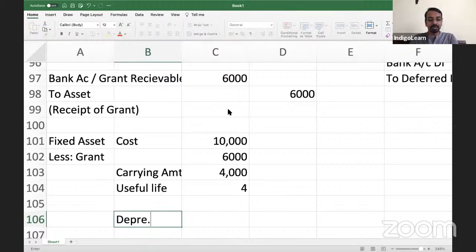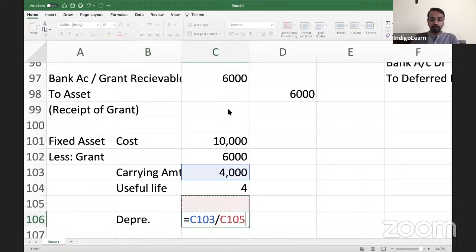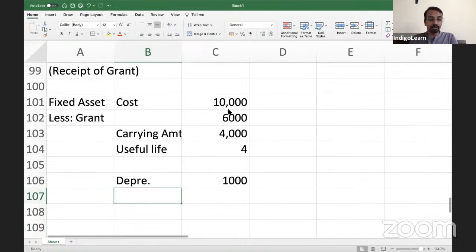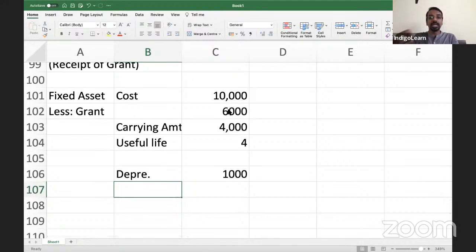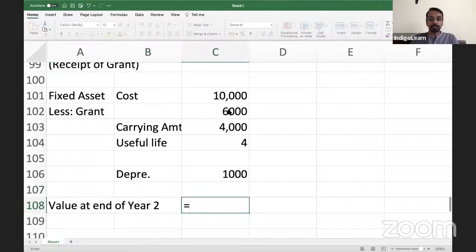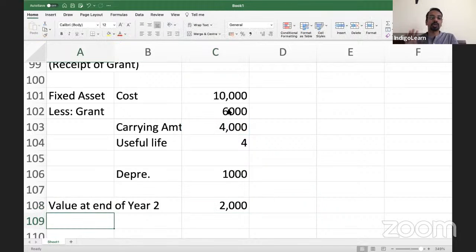Depreciation will be 4,000 by 4, 1,000. Every year you will charge depreciation of 1,000. So year 1 depreciation of 1,000, year 2 depreciation of 1,000. Let us say value at the end of year 2 is 4,000 minus 1,000 minus 1,000, 2,000. Value at the end of year 2 is 2,000 after charging 2 years of depreciation.